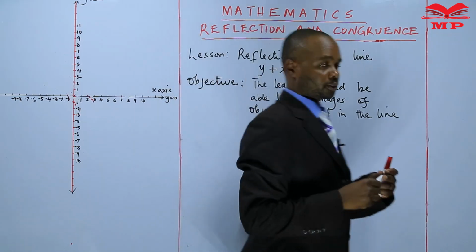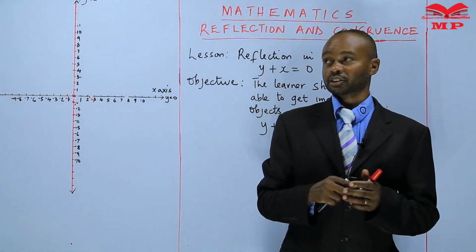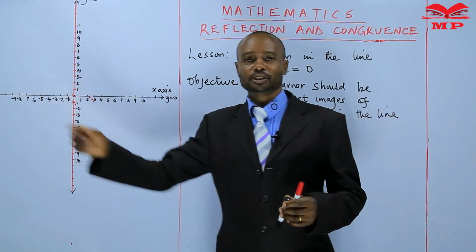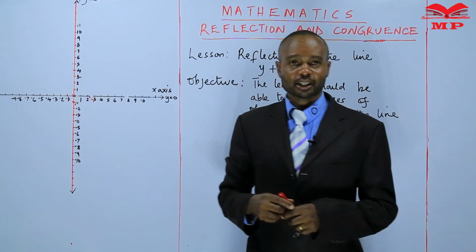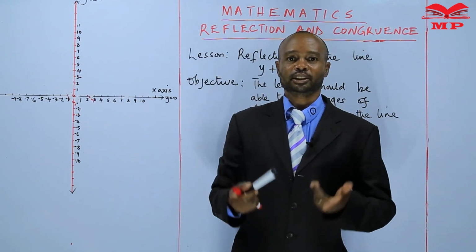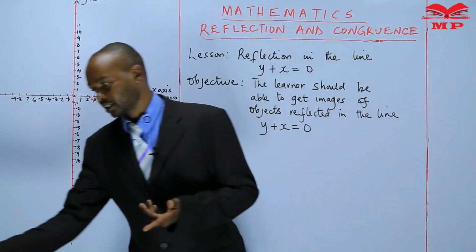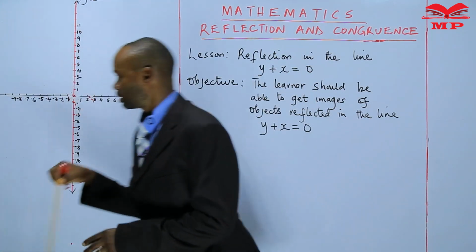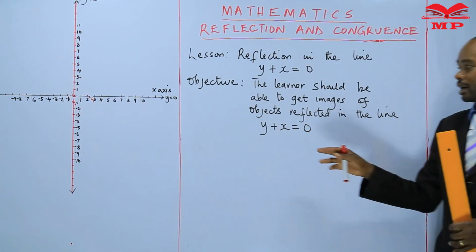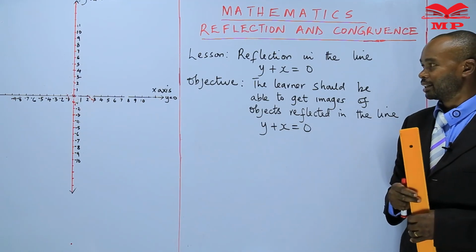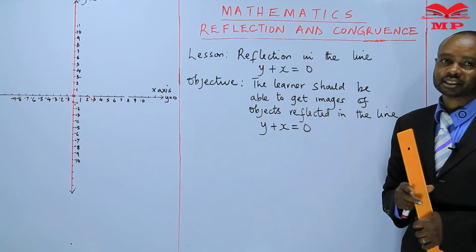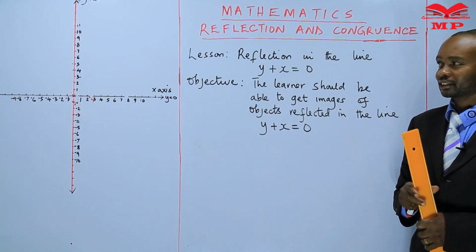But one question comes: where is the line? The first step for us is to go to the Cartesian plane, which you see there. We have the x-axis, we have the y-axis. We should find a way of getting that line before we start reflecting some points in the line. A line represented by such an equation is whereby whatever you add to y will give you a 0. y plus x is 0.